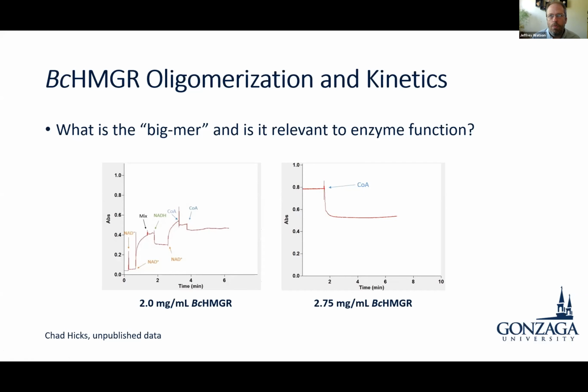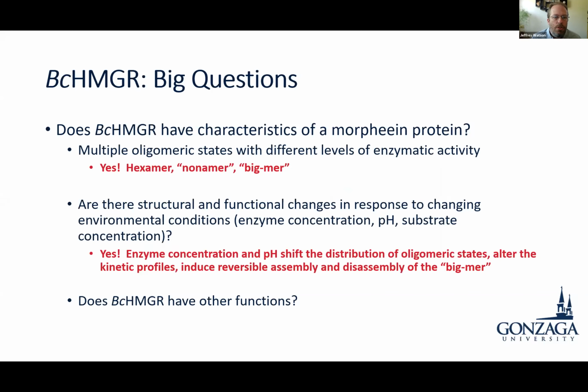And as we showed in the pH 9 kinetics data, that bigmer remains active, whether it's disassembling to the nonomer and catalyzing the reaction or catalyzing it as the large particle, we're not sure yet, but it certainly is a relevant species. So just to answer the first two questions, yes, BCH-MGR does have characteristics of a morpheein protein with multiple oligomeric states, changing in response to things like enzyme concentration, pH, and substrate concentration.